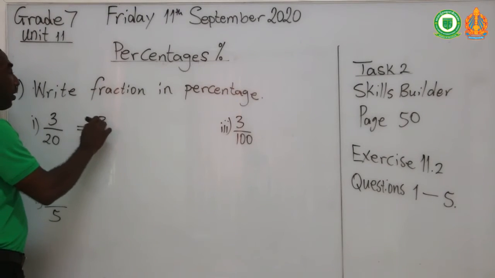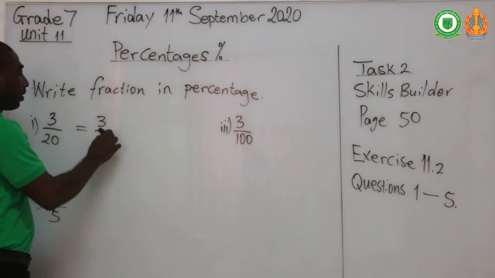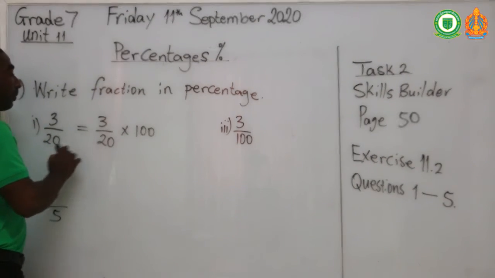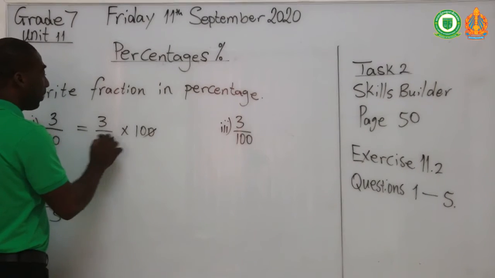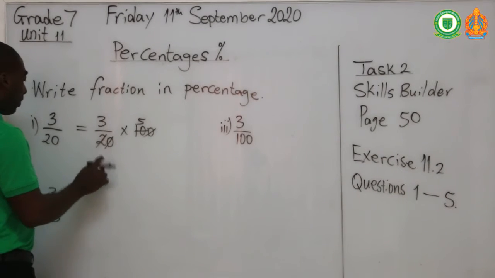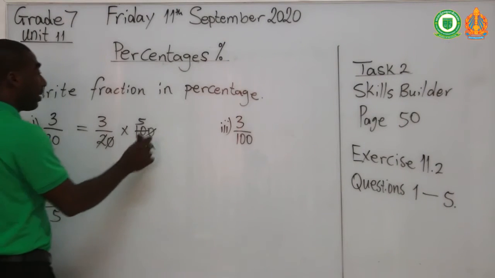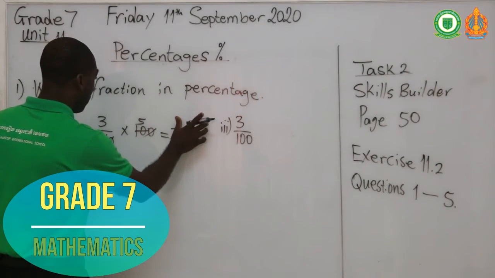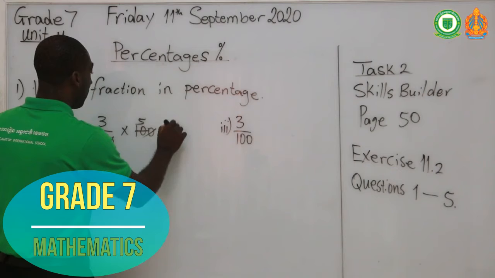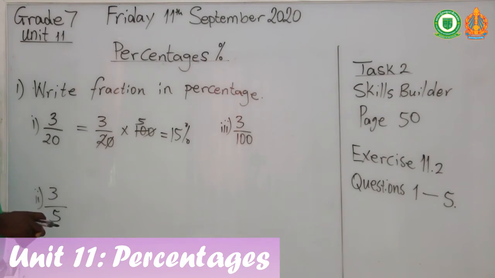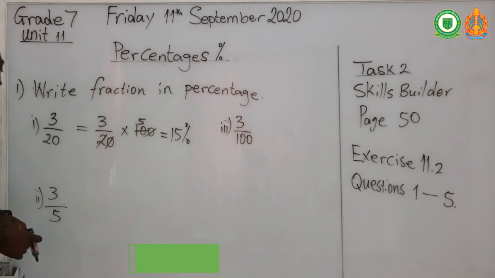So we'll have 3 over 20 multiplied by 100. So this will go here, and then this will go here, 5, okay? So that means, let's put our answer here. We're going to have 15%, okay? So it's going to give us 15% over there.